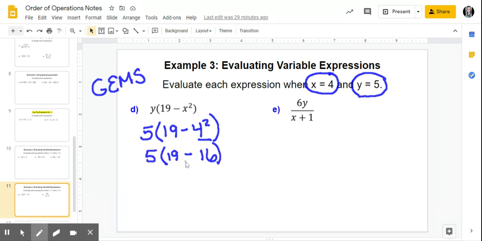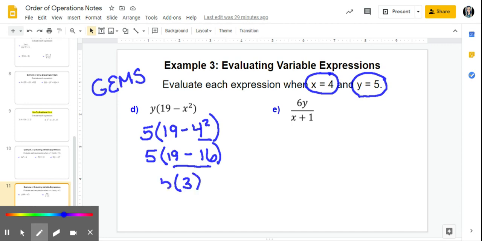Inside those parentheses, I still have another operation, so I need to take care of the subtraction next. 19 minus 16 gives me 3. I'm going to drop down that times 5. 5 times 3 gives me 15.